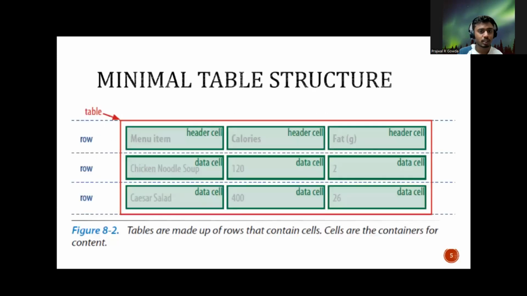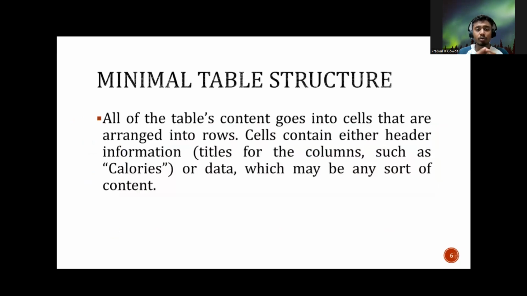Minimal table structure. The minimal table structure consists of rows and columns. Tables are made up of rows that contain cells. Cells are the containers for content. All of the table contents go into cells that are arranged into rows. Cells contain either header information, titles for the columns such as calories, or data, which may be any sort of content.